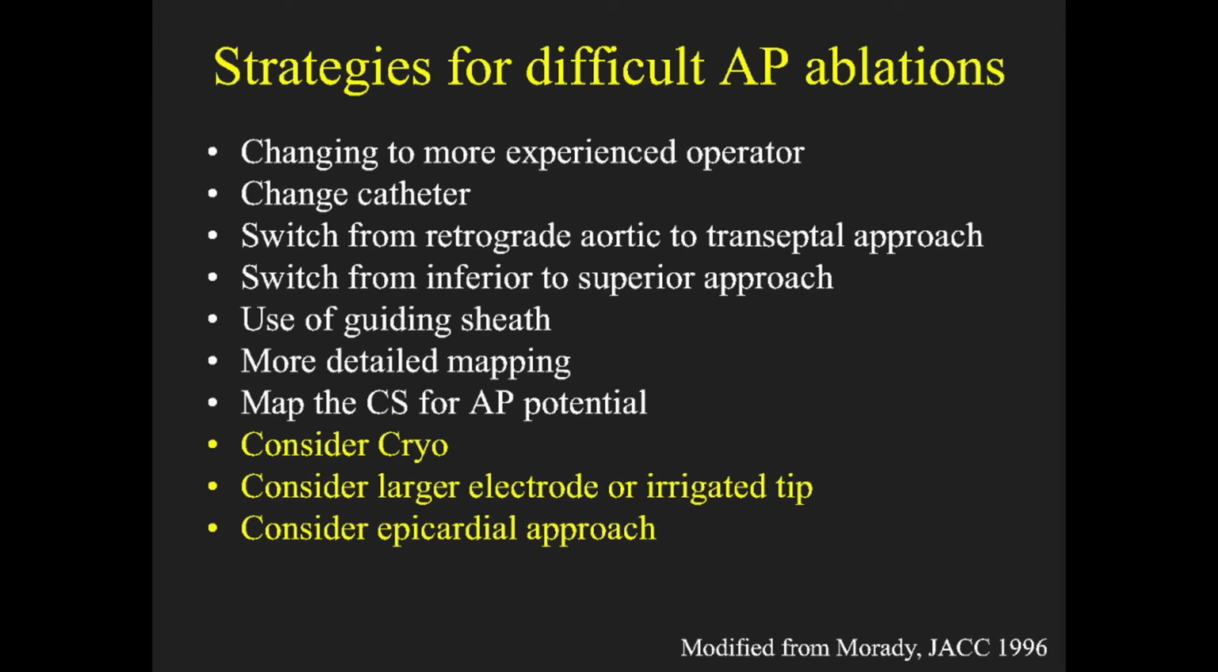I routinely use a guiding sheath for almost all cases now, and I think they've evolved dramatically since this paper was written with steerable sheaths. More detailed mapping and the advantages of high-density mapping. Look in the coronary sinus for a pathway. If you have trouble with a left-sided accessory pathway, look in the coronary sinus. And the ones that I've added since this paper was published is considering cryo, irrigated catheters, or an epicardial approach.